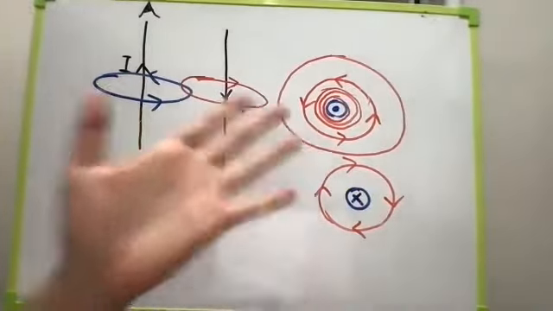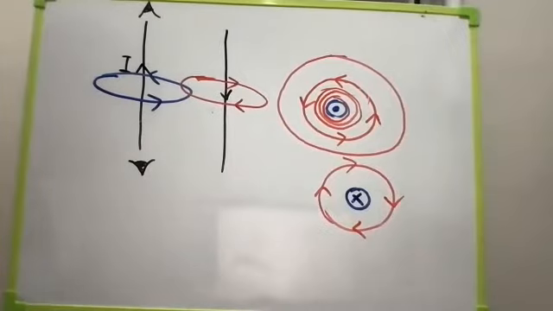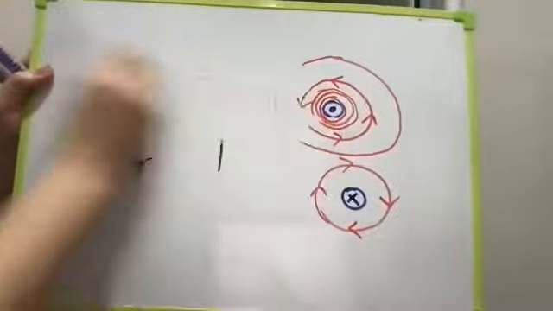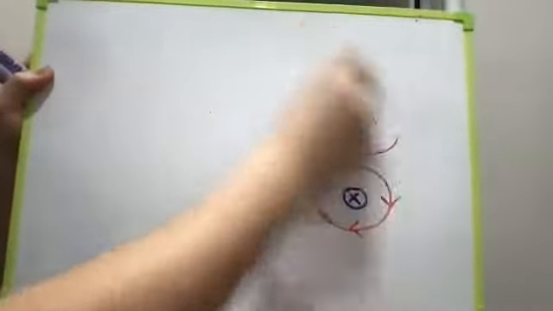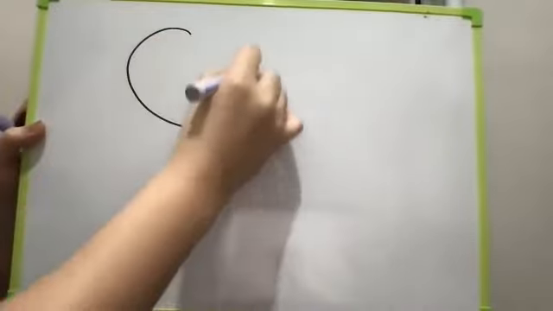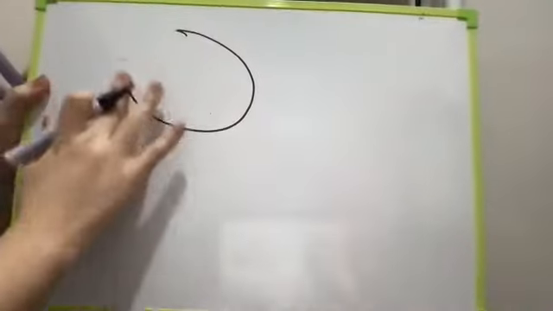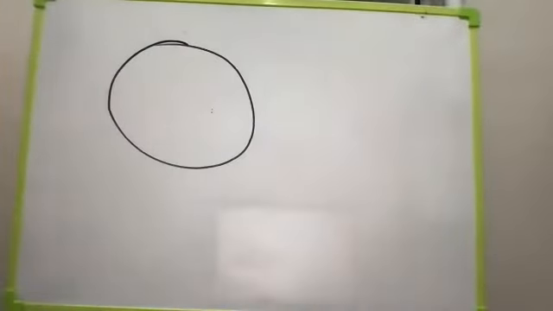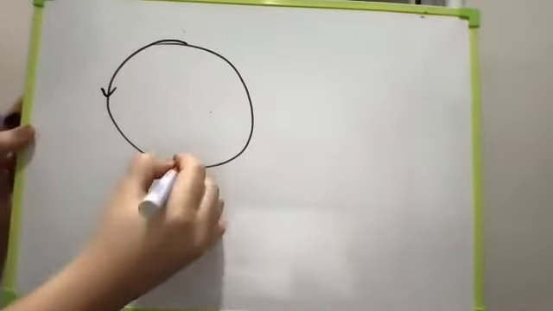Now, done with this one. Next, we go to the magnetic field on a circular coil. Let me erase this first. Let's say we have a circular coil like this. Let me draw it a bit nicer. Current is flowing in this direction, clockwise.